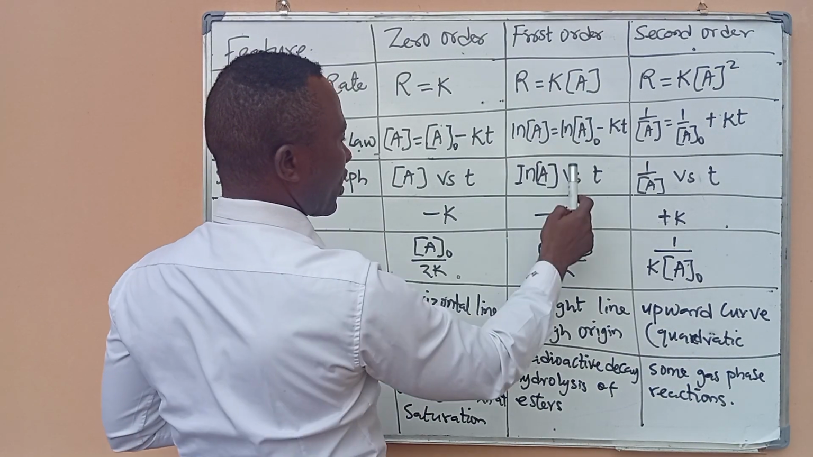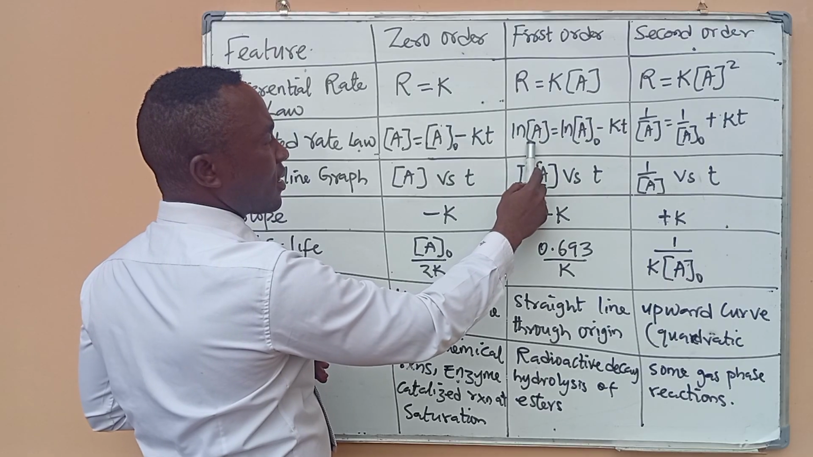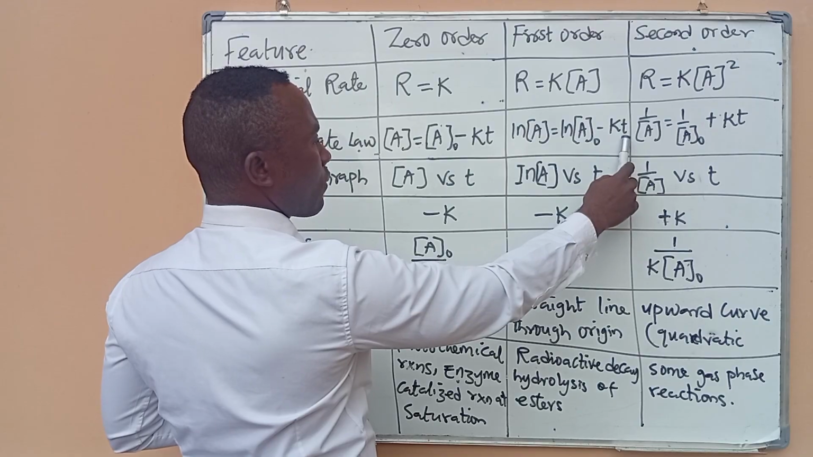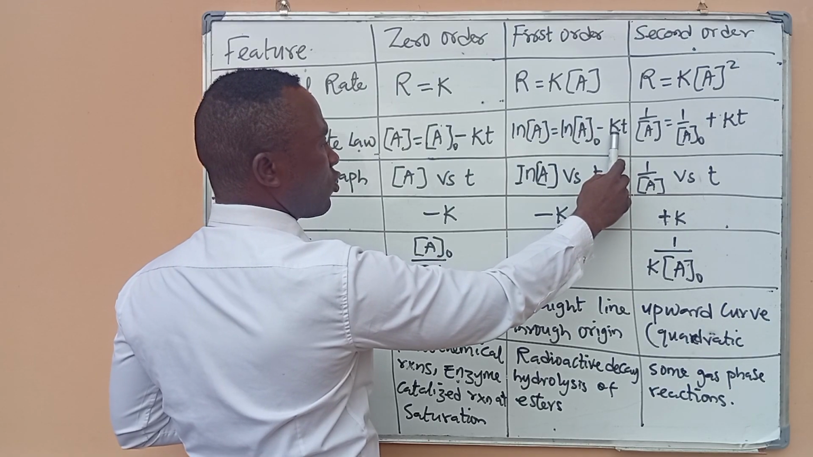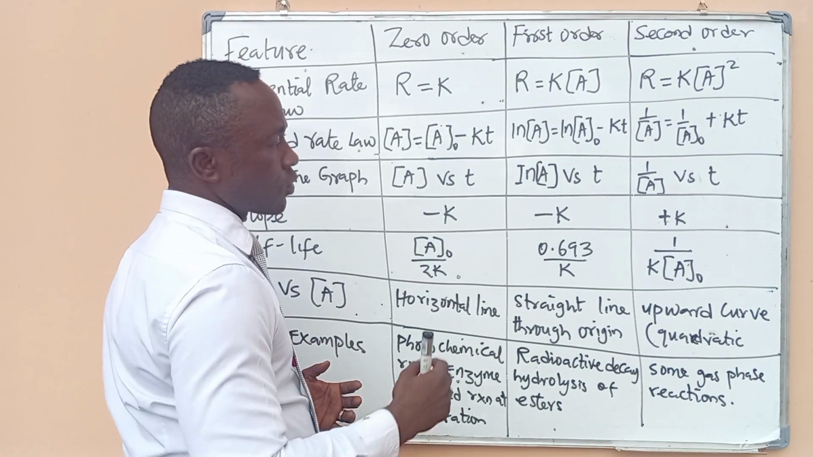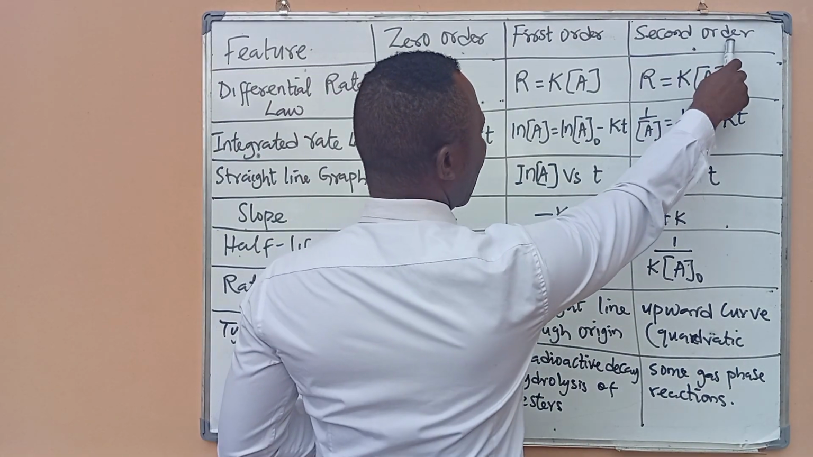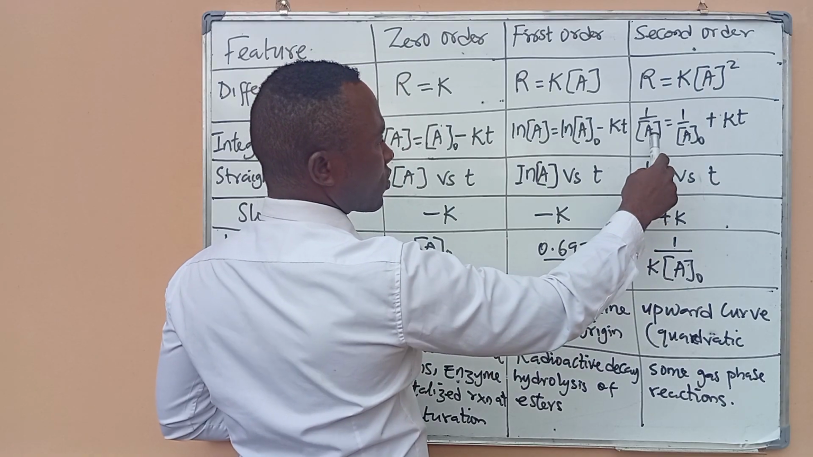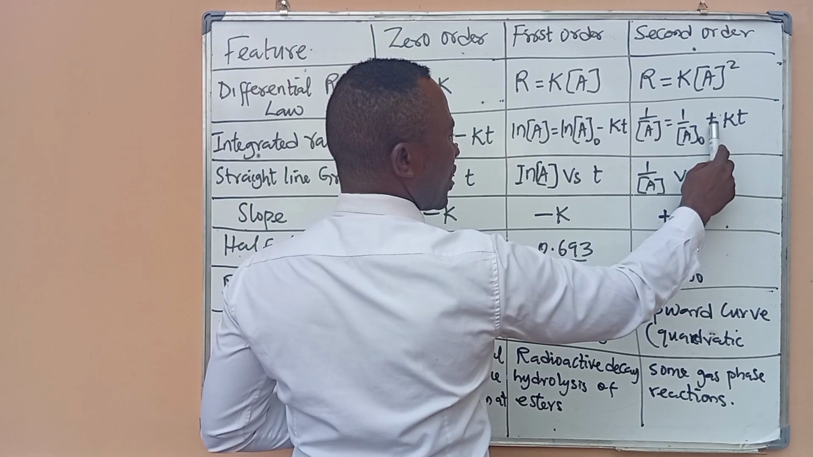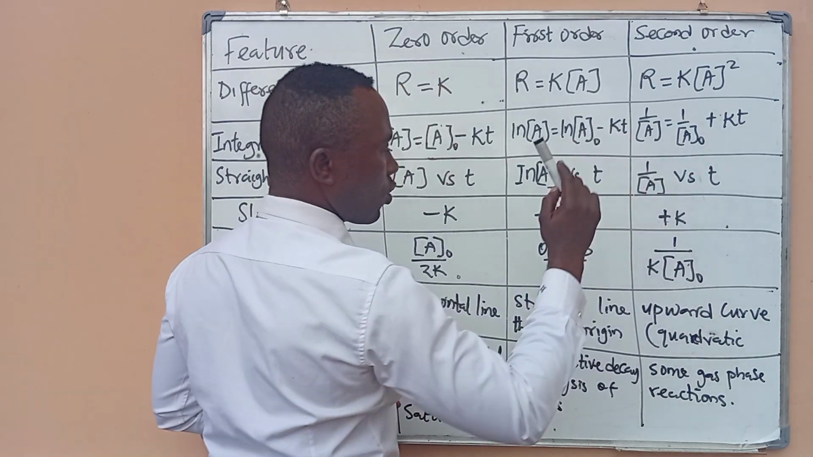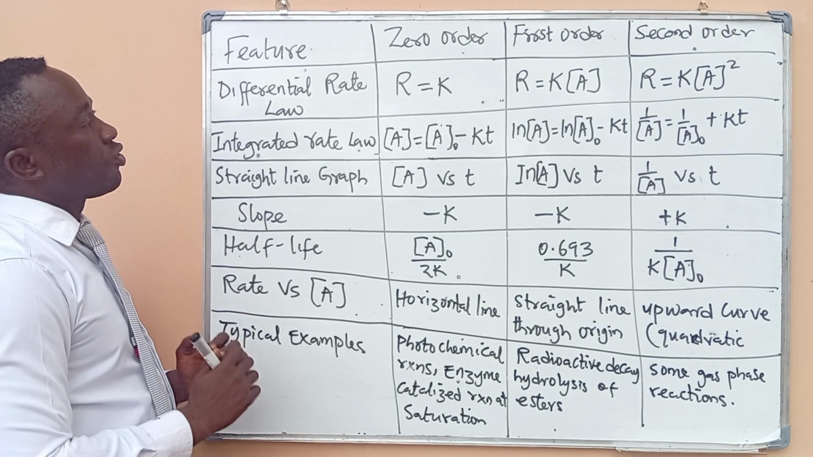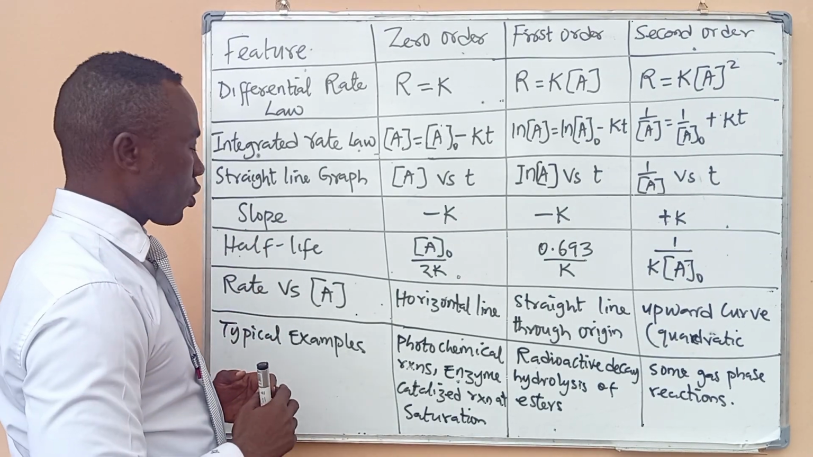Now for a first order reaction, if we plot the log of the final concentration against time, the slope of that graph is going to be what? Negative k, that is negative of the rate constant. However, if we come to the second order reaction, you plot 1 over final concentration against time. You see that the slope will be positive. So that is how you can use the slope of reactions to tell whether it's zero order, first order, or second order.